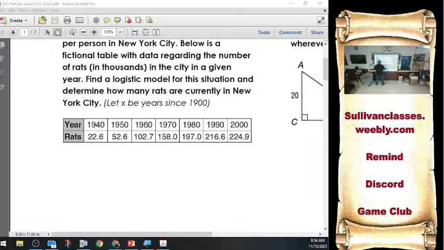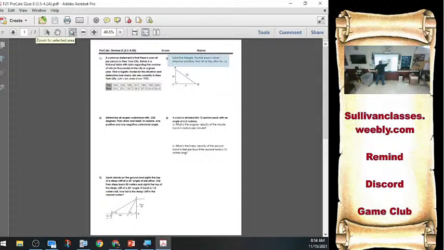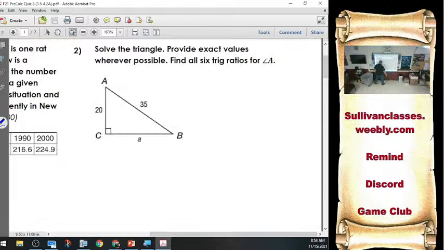Then, SOHCAHTOA. It's a right triangle. Tell me stuff about right triangles. Stage 1, solve. If I'm going to solve, I'm going to solve as exactly as I can. In this case, I've got two sides. So if I find the third side, I probably want to actually use Pythagorean and get a simplified radical.